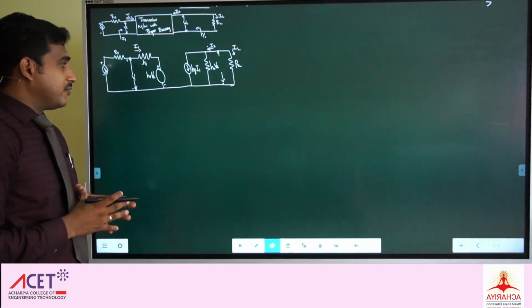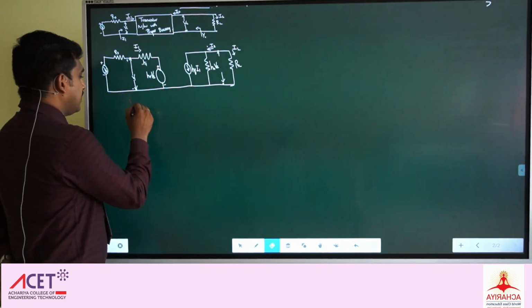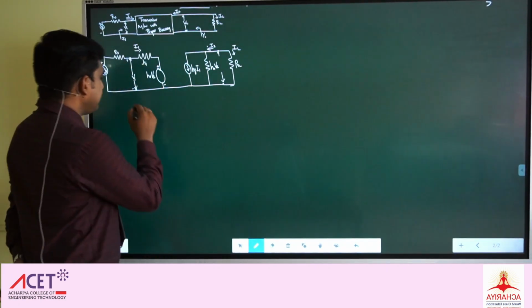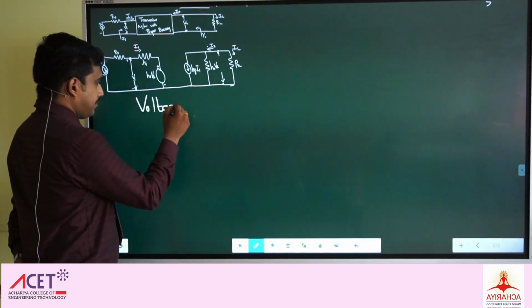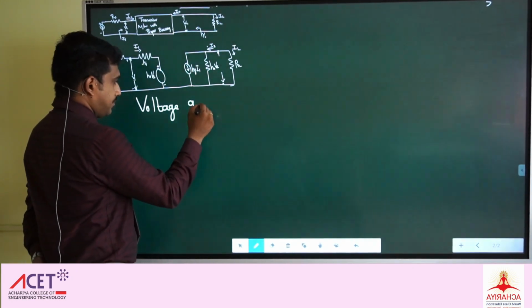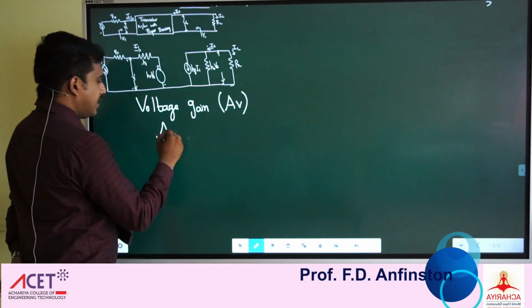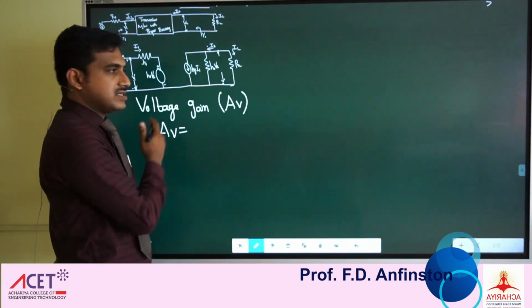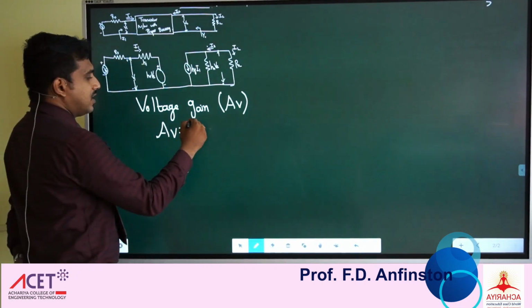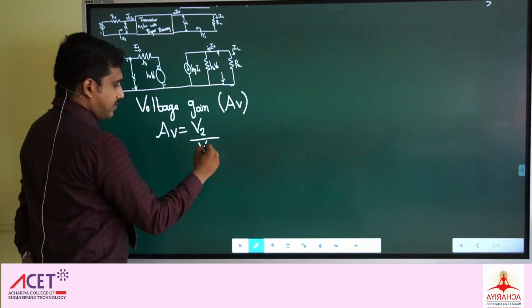Next, we are going to find the voltage gain of this circuit. Voltage gain is represented as AV. AV is equal to output voltage divided by input voltage. Output voltage here in this circuit is V2, and input voltage is V1, so AV is V2 divided by V1.